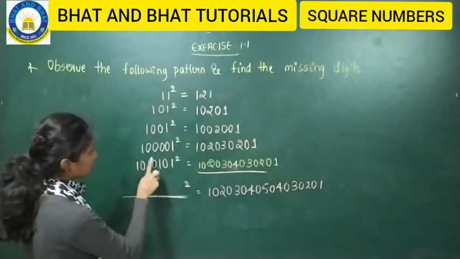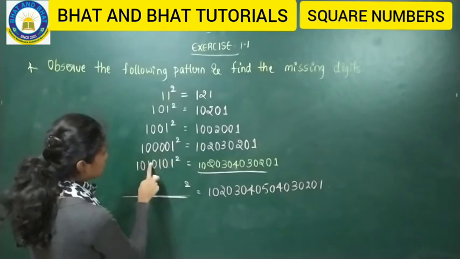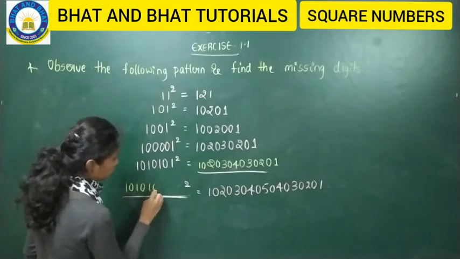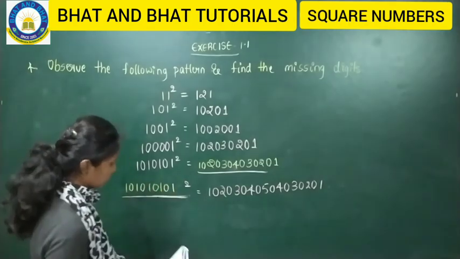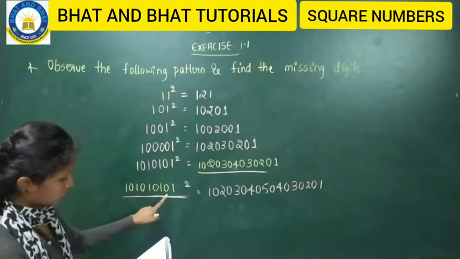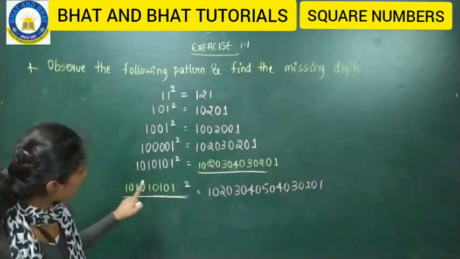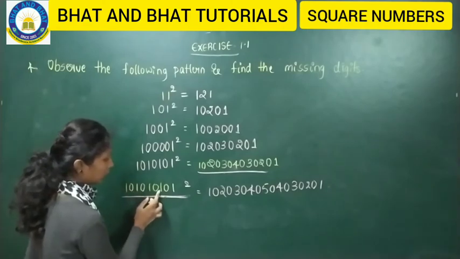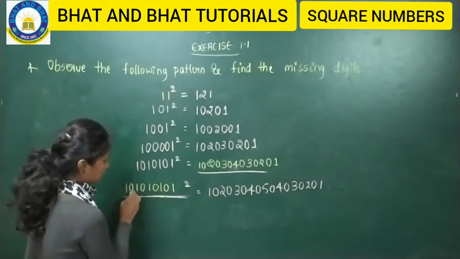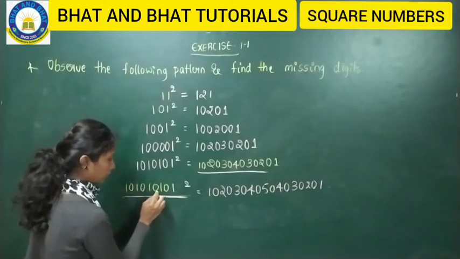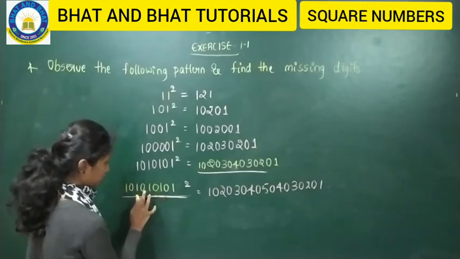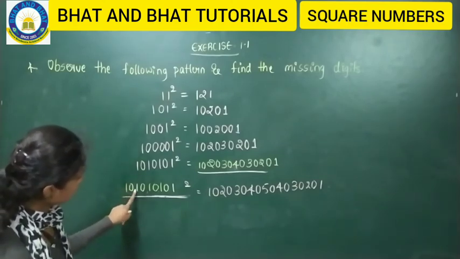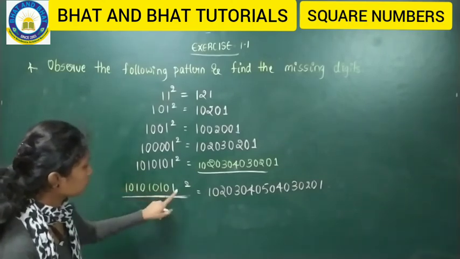In the same way, see here. So here you have 1010101 square, and here I can write 101010101 square. Because here I have it in lakh and here I am going to do it in crores. 10 crore, 10 lakh, 10,000, 101.